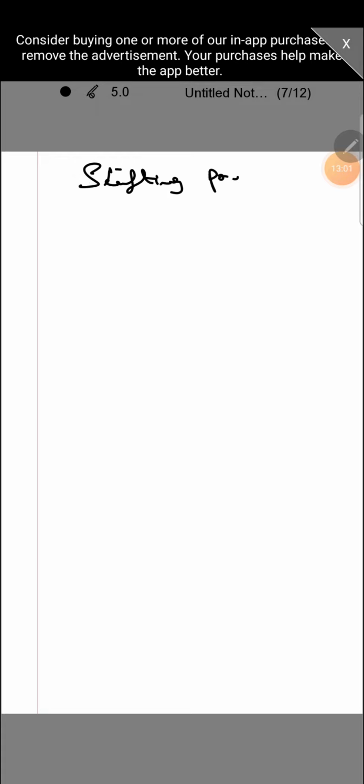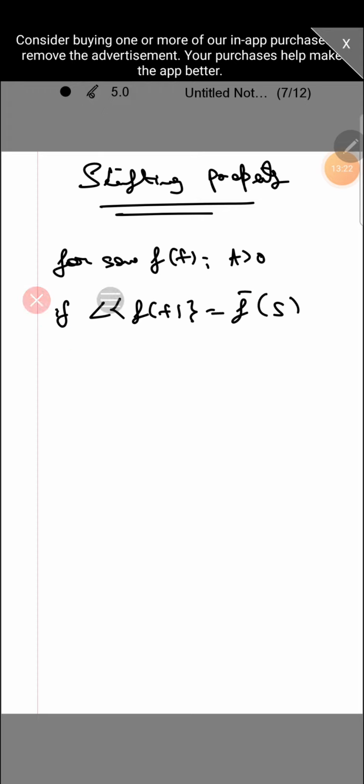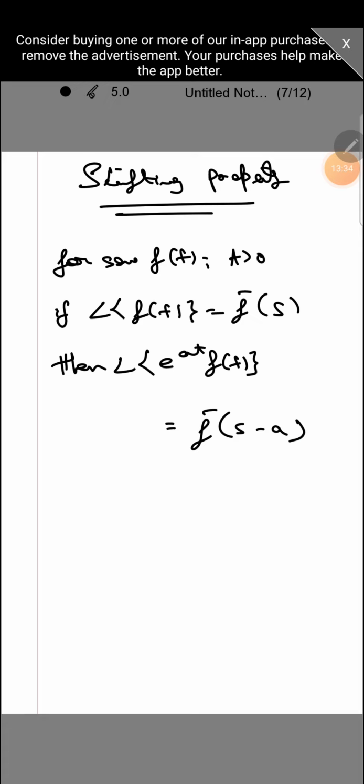Shifting property. Shifting property is nothing but, for some f(t), t greater than 0, if the Laplace transform of f(t) is equal to f bar s, then the Laplace transform of e to the power at f(t) is equal to f bar s minus a. So basically if you know the Laplace transform of some particular function, then the Laplace transform of that function when multiplied with e to the power at will be f bar of s minus a.